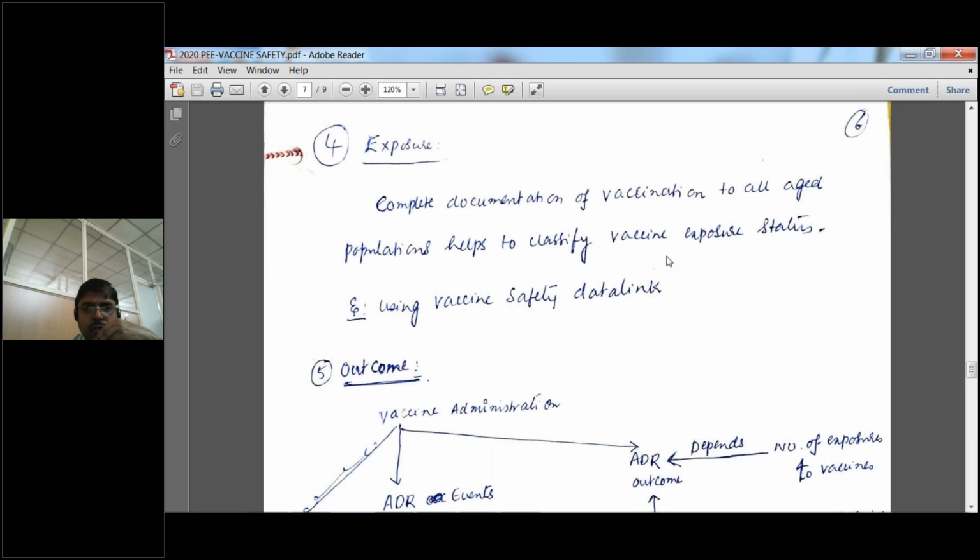If we do not know the exposure status of the vaccine, it is very difficult to link an adverse event with the vaccine, or the efficacy with the vaccine. Both are very difficult. So the pharmacoepidemiological approach says to have a complete documentation of vaccination for all the aged population; it is always better to focus on one population. This helps to classify vaccine exposure status. For example, for children, how many vaccinations have been done? There is a separate database. For the elderly, there is a separate database. The large population is the adult population. Before the adult population, there is an adolescent population. We have the infant population.